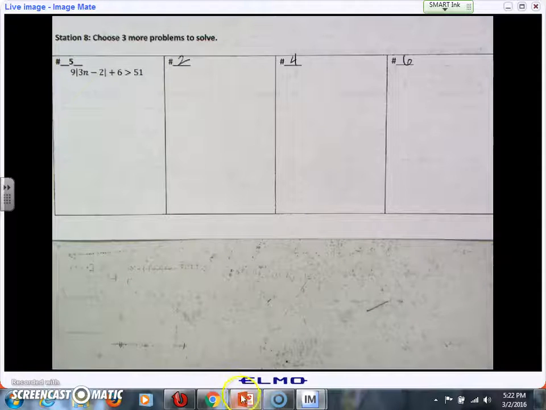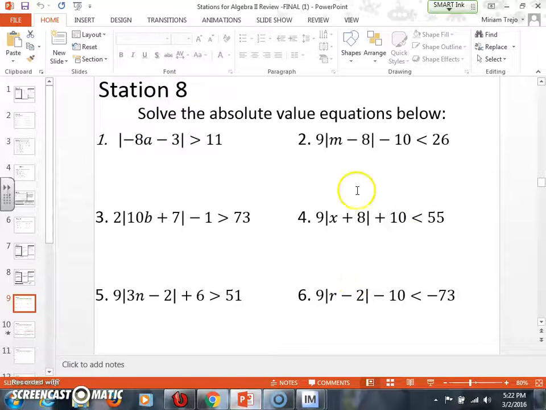Hi guys, this video is for station 8. If you look at station 8, it's asking you to solve the absolute value equations below. I'm going to solve number 2, 4, and 6.